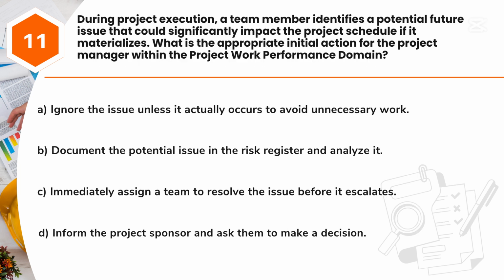Question 11. During project execution, a team member identifies a potential future issue that could significantly impact the project schedule if it materializes. What is the appropriate initial action for the project manager within the project work performance domain? A. Ignore the issue unless it actually occurs to avoid unnecessary work. B. Document the potential issue in the risk register and analyze it. C. Immediately assign a team to resolve the issue before it escalates. D. Inform the project sponsor and ask them to make a decision.